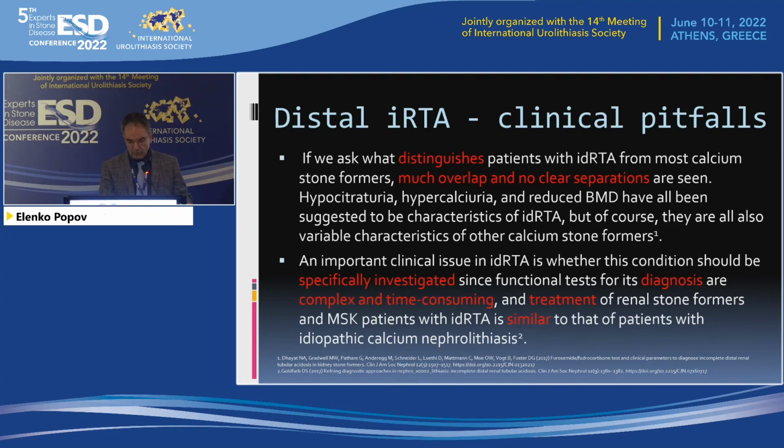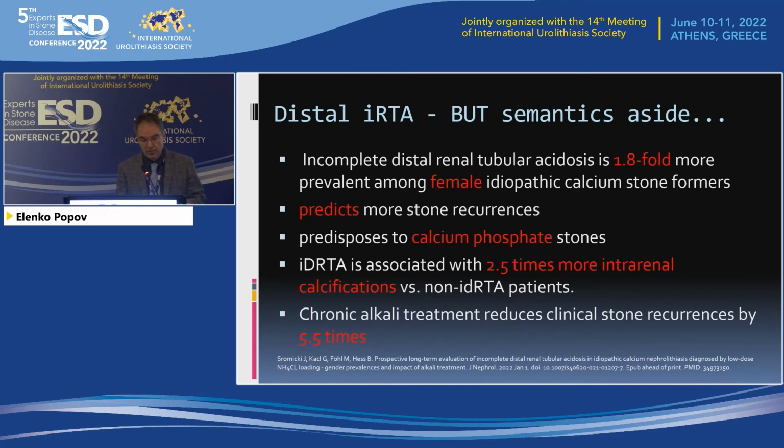An important clinical issue in iRTA is whether this condition should be specifically investigated, since functional tests for diagnosis are complex, they are performed in academic centers, they are time-consuming, and treatment of renal stone formers with iRTA is similar to that of patients with idiopathic calcium nephrolithiasis. Semantics aside, incomplete distal renal tubular acidosis is 1.5-fold more prevalent among female idiopathic calcium stone formers.